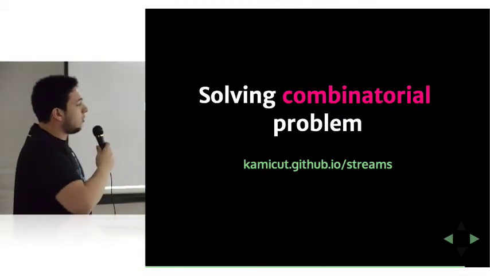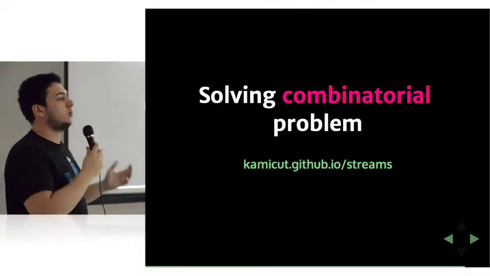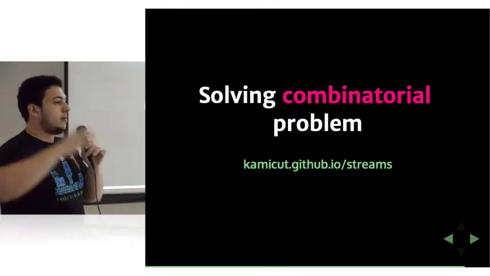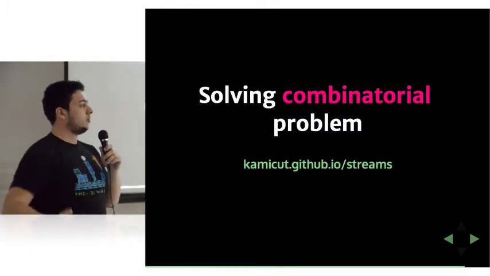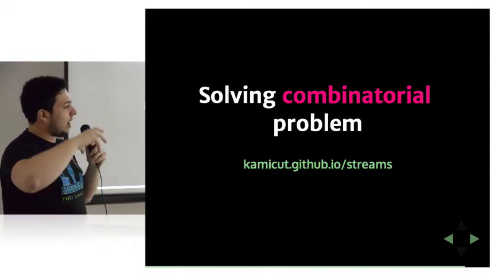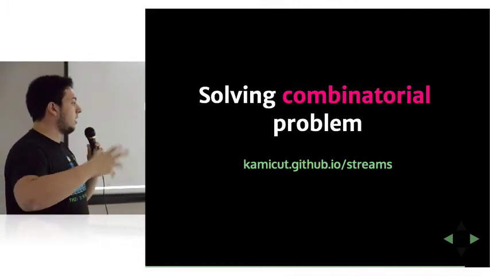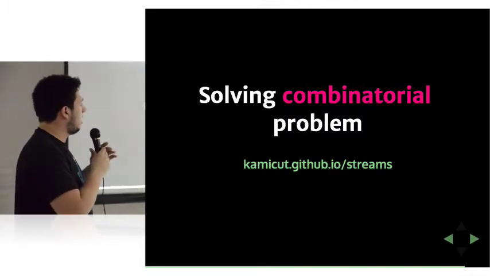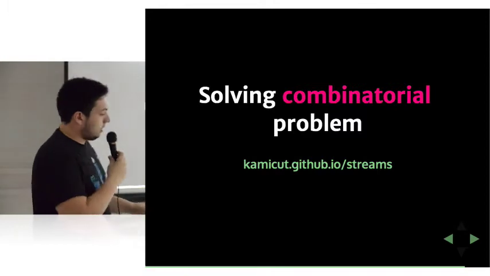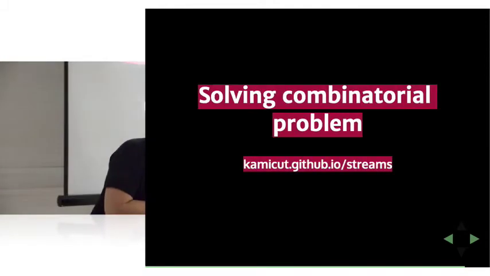So that was all math. Why do you use streams in practical use? So remember A to B, that's a combinatorial problem that's pretty tough. Or how would you solve that in an elegant way? I wrote a library called Streams that does something like that. And I'll show you a demo right now.